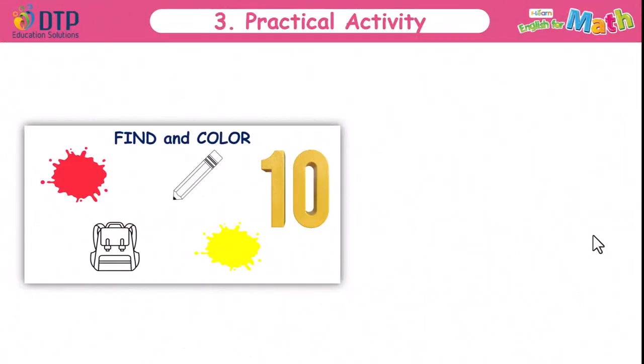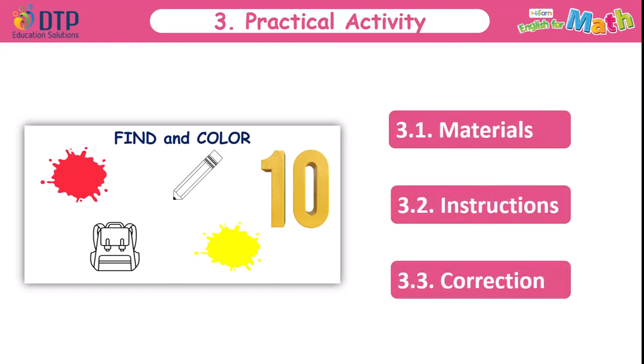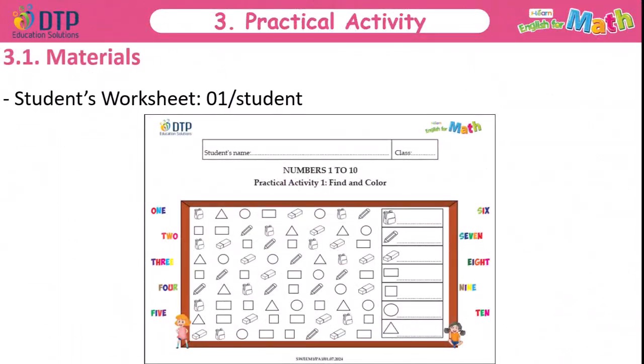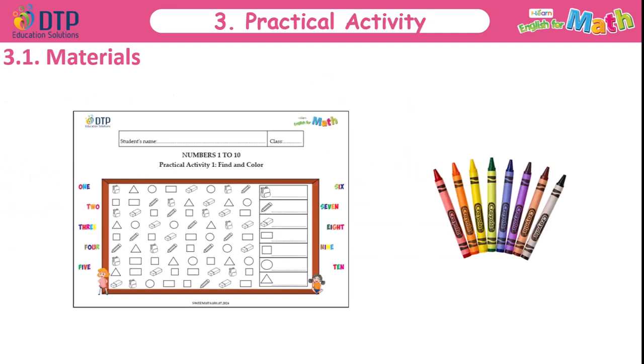Now, on to the most important part, the practical activity, Find and Color. There are three sections to this part: materials, instructions, and correction. Start by introducing the materials for the activity, which, as mentioned earlier, are provided by your AO. Give the students a moment to get organized before diving into the instructions. So you have to go through this one by one with your students.